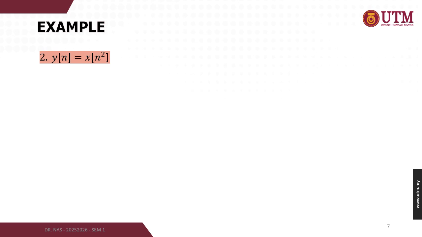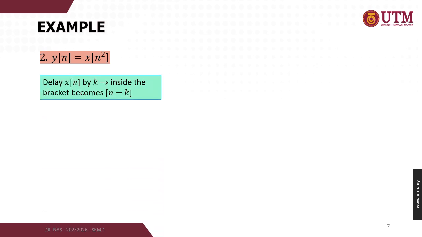And let's look at the second example. This is for a discrete time system. So the first step, delay the input signal inside the bracket by k. In this case, the input signal is inside the bracket. So y(n) delayed by k equals x(n squared minus k). So this is the first equation.